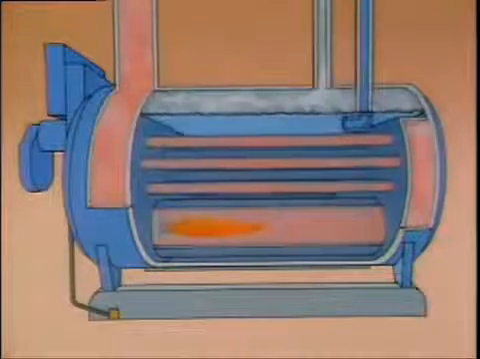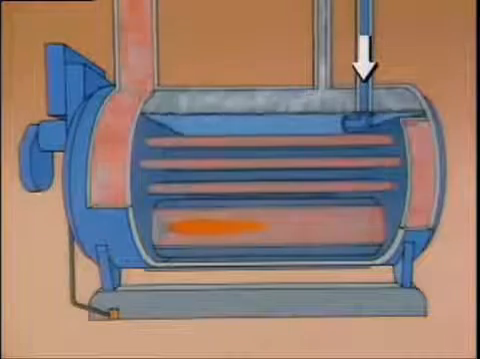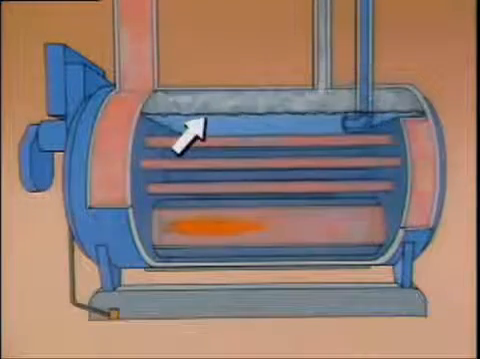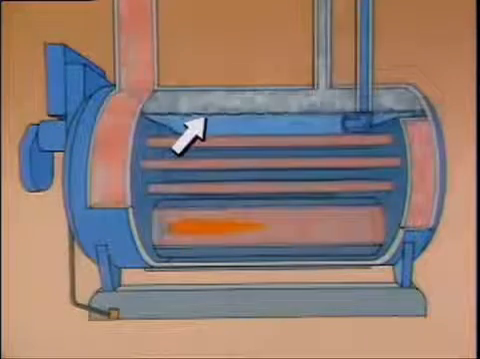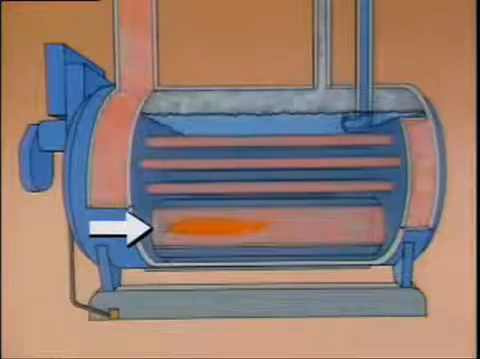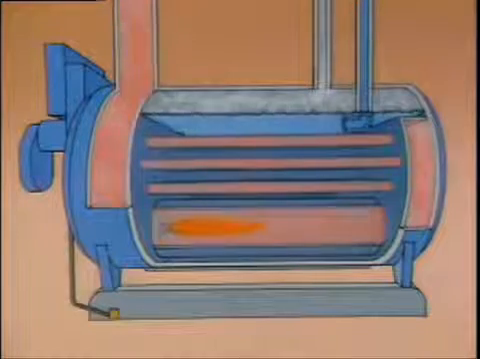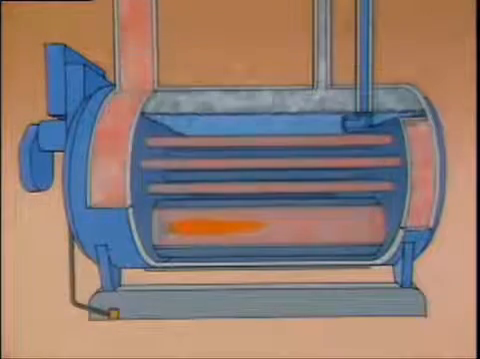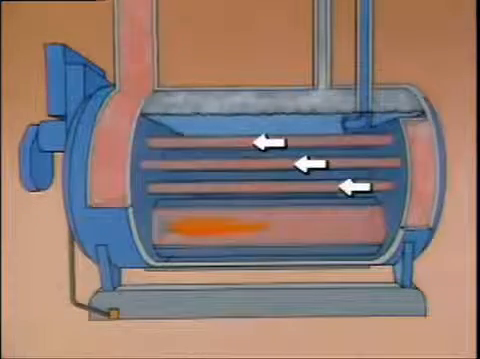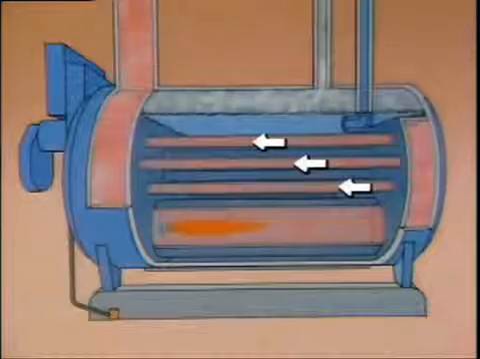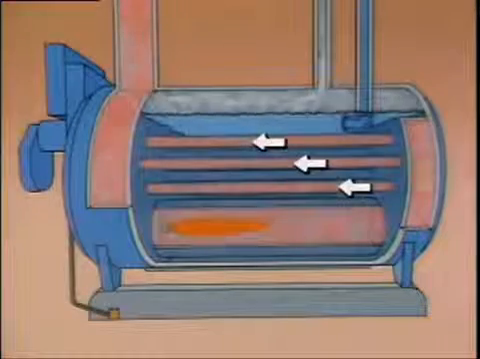During operation, water enters through the feed water line. The water level is maintained above the fire tubes to protect the tubes from overheating. Fuel and air enter the combustion area. The burning fuel transfers heat to the water in the shell. The hot gases flow through the fire tubes, and additional heat is transferred to the water surrounding them.